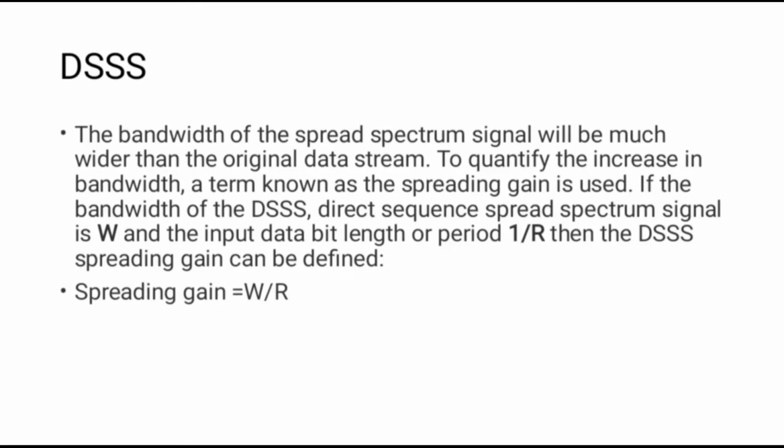DSSS. The bandwidth of the spread spectrum signal will be much wider than the original data stream. To quantify the increase in the bandwidth, a term known as the spreading gain is used. If the bandwidth of the DSSS direct sequence spread spectrum signal is W and the input data bit length or period is 1 by R, then the DSSS spreading gain can be defined.